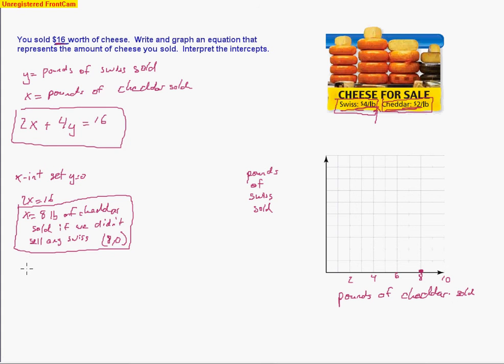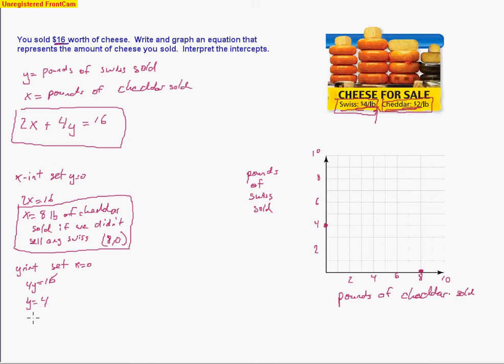And then let's find the y-intercept. The y-intercept is going to be when I set x equal to 0. So I go ahead and solve. I got 4y equals 16. So y is going to end up equaling 4. So I'm going to go up by 1's again, but I'll write every other number. And then I'll go ahead and put a dot where the 4 is on the y-axis.